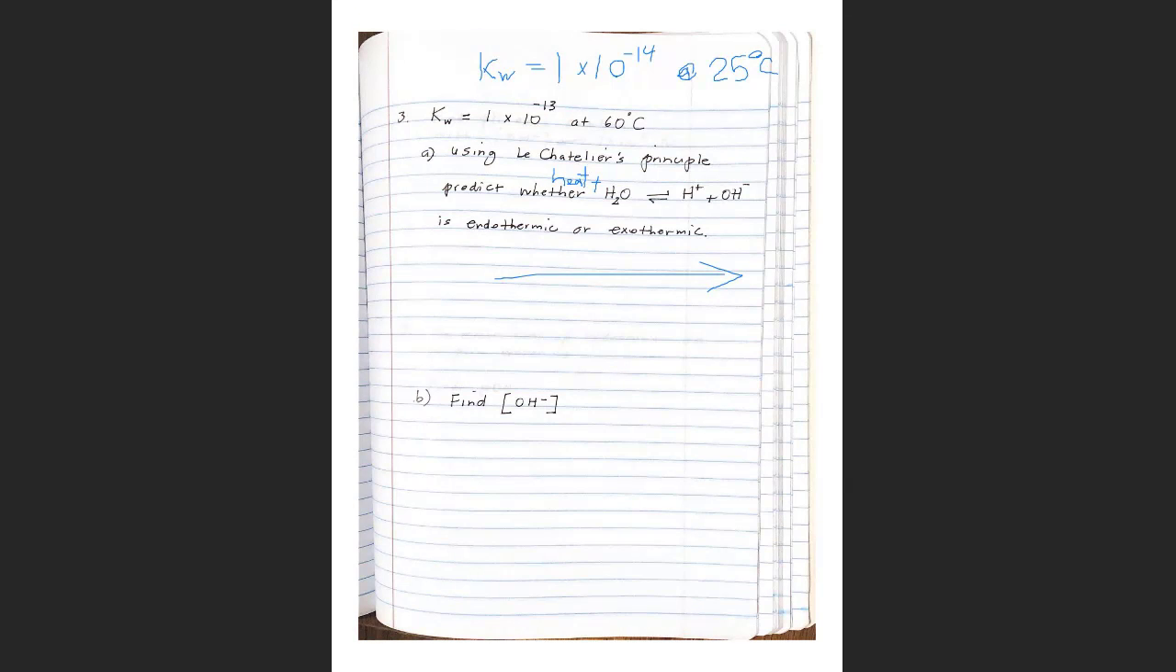And for part B, there would need to be just a little bit of extra information here, but I think the question is asking to find OH in a neutral solution. The moment you said neutral, this is for the 1 times 10 to the power negative 13, correct? Yes, exactly. Neutral solution of water at 60 degrees Celsius. I probably should have added that.